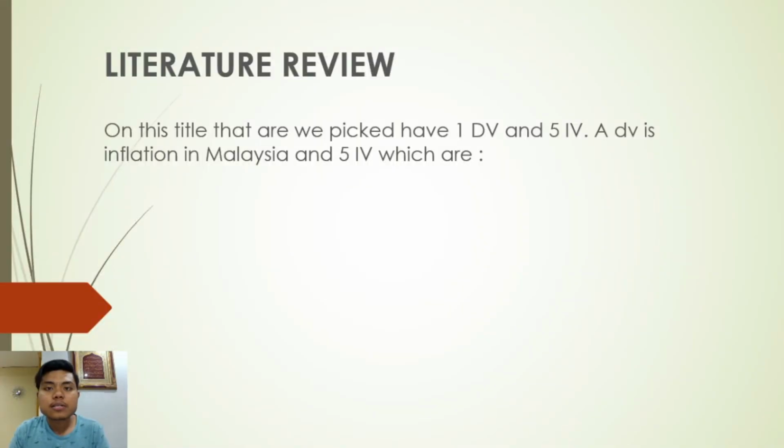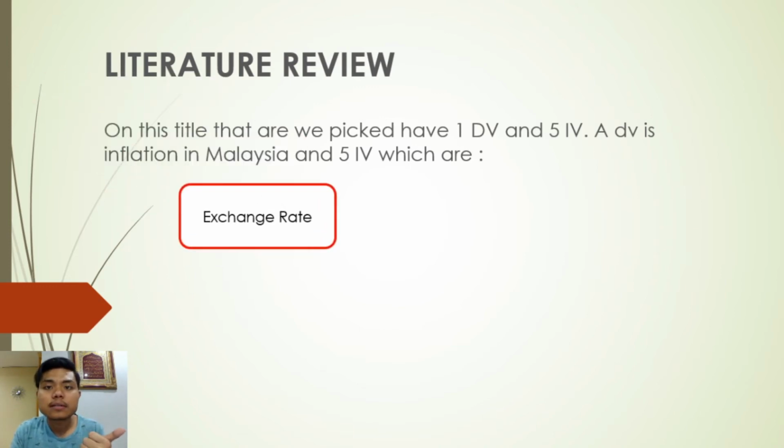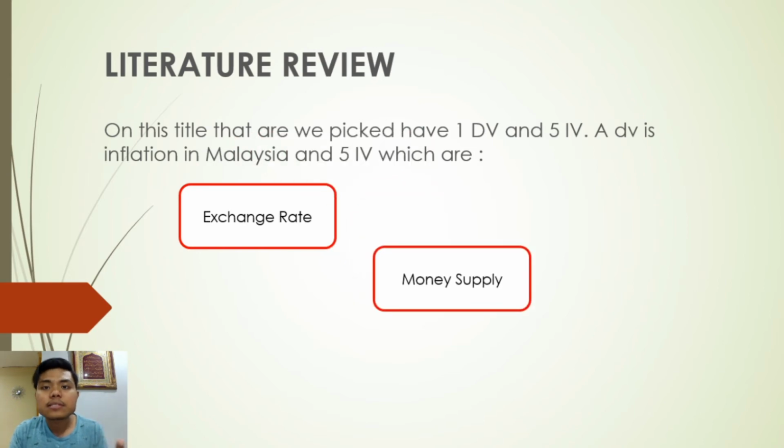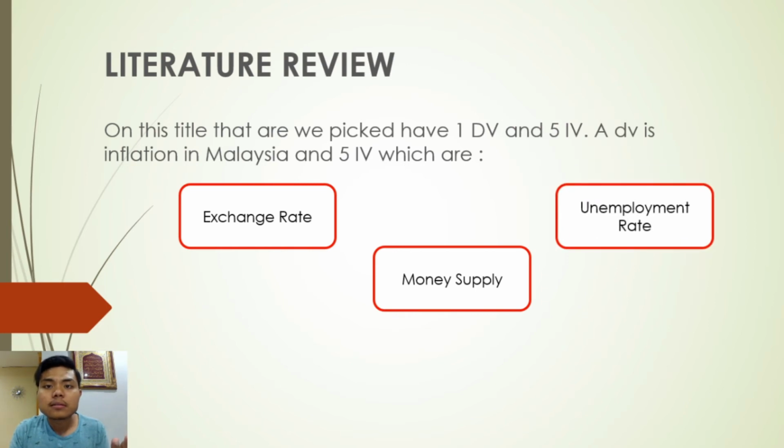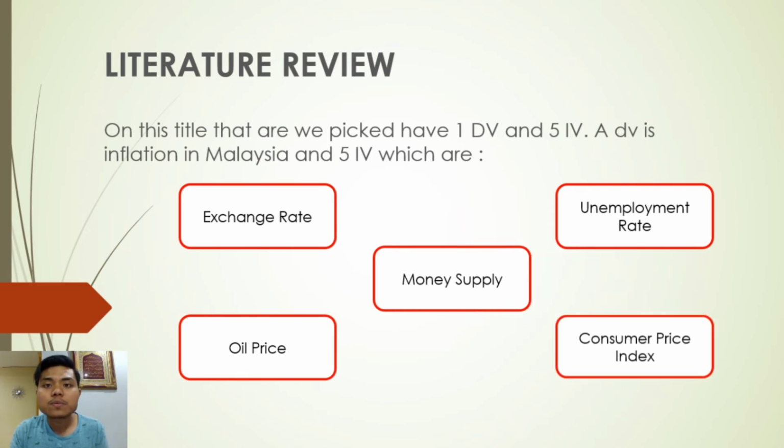Let's go to the next presentation. I will present the literature review. The title that I picked has 1 DV and 5 IV. The DV is inflation in Malaysia and the 5 IV are: the first is exchange rate, the second is money supply, the third is unemployment rate, the fourth is oil price, and the last is consumer price index.